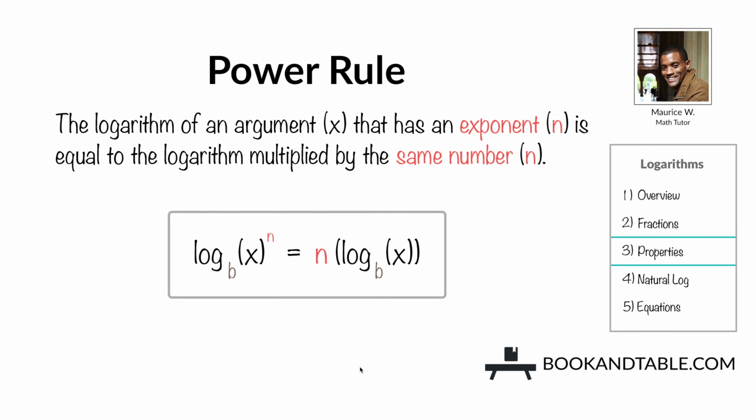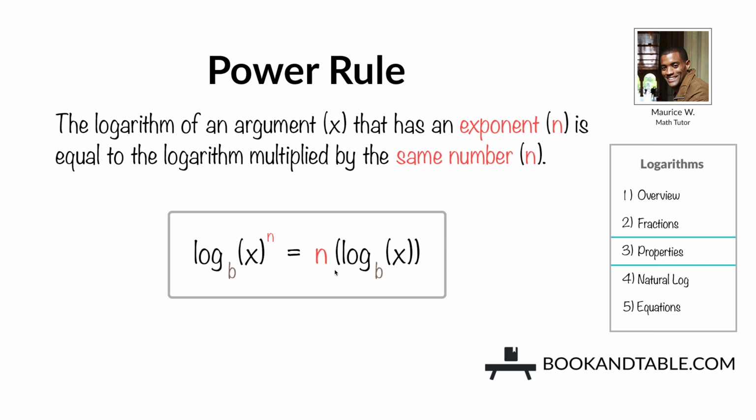Let's now have a look at the power rule. The logarithm of an argument x that has an exponent n is equal to the logarithm multiplied by the same number n. So let's say we have the log of base b of x raised to a power of n. This is equivalent to the log of base b of x being multiplied times n. So we take that exponent and we move it from the exponent of the argument to the coefficient of the logarithm.